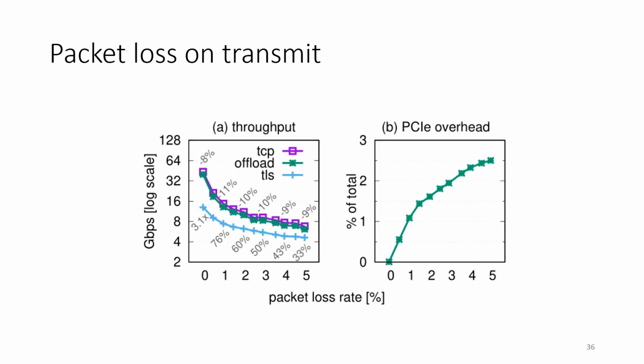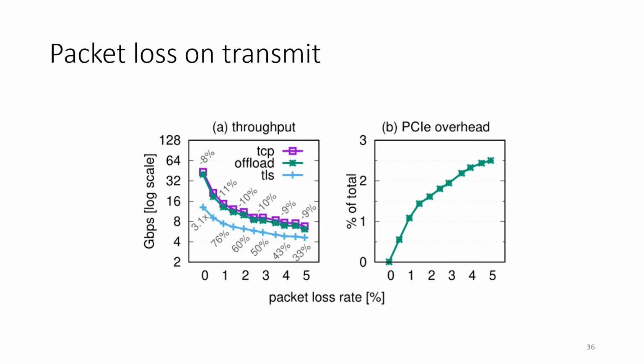To measure the effects of loss on transmit, we measure the performance of iperf while dropping packets on the receiver. As we can see in the figure on the left, transmit offload is resilient to loss, as in all experiments it is at most 11% below TCP performance. And the performance of offload is always better compared to the baseline of TLS in software.